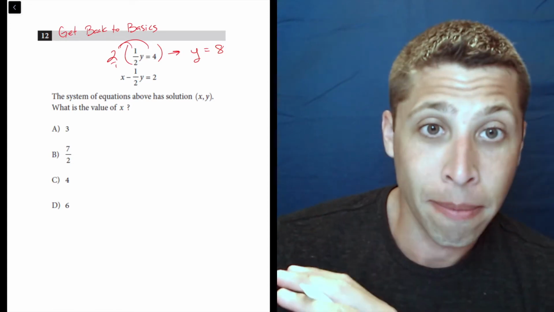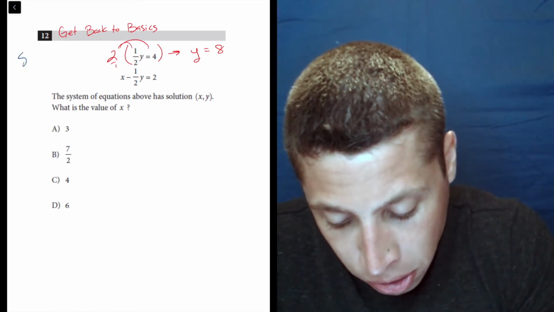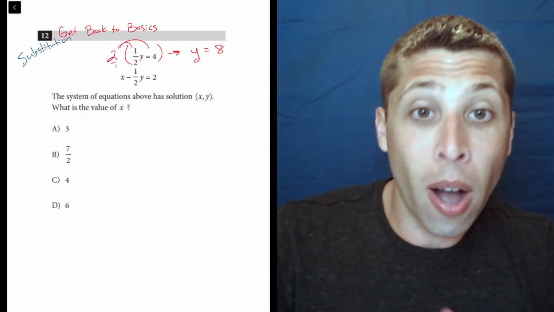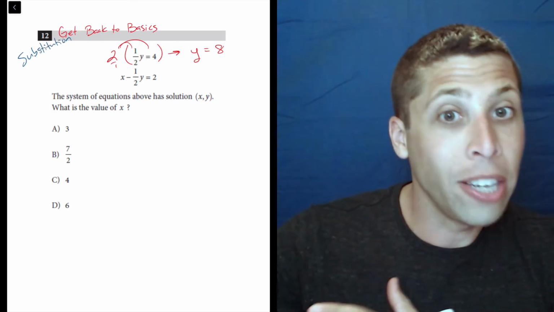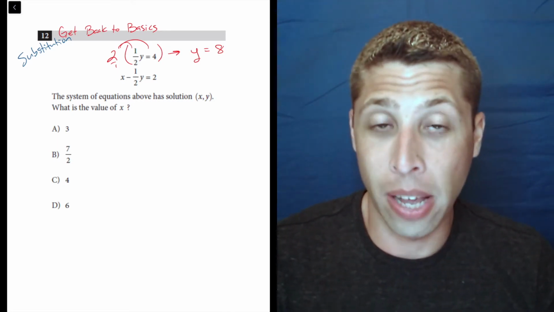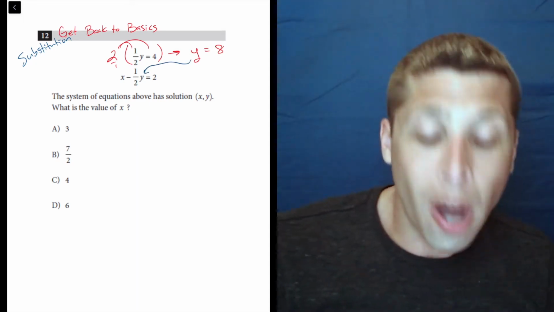Y is equal to 8. And this is perfect for substitution, which is the method we're going to use here. Basically what we want is some sort of equation or number, and we need to plug it into the other equation. So y equals 8 is as simple of an equation as we can get here, and that lets us substitute for the y that's there.